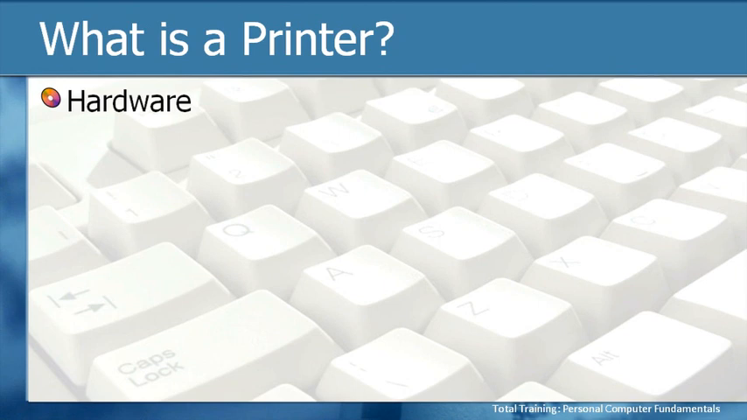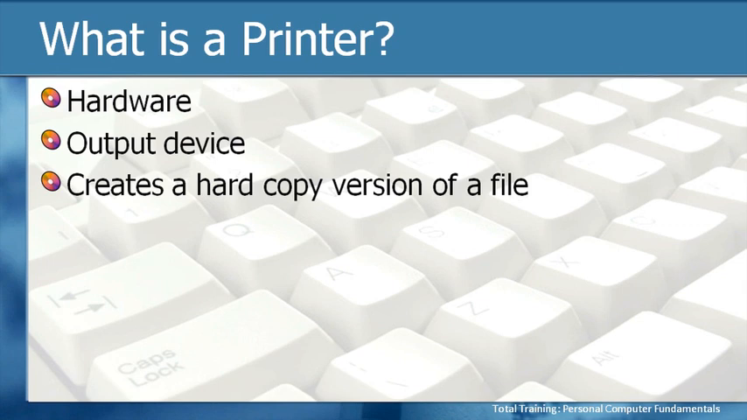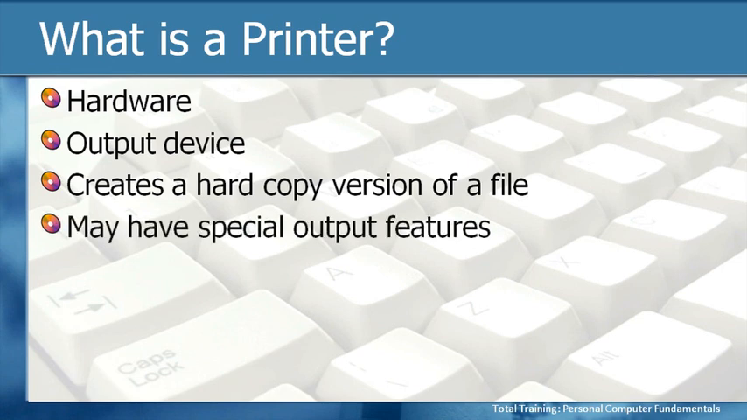Well, going back to our basic concepts, a printer, of course, is a piece of hardware, and it's also an output device. It's how we get information out of the computer into a hard copy that we can have. Now, a hard copy simply means it's printed on usually paper. There's all kinds of different paper stock, and we're not going to get into that now. But creating a hard copy version of a file is something that people still want to do a lot of. Each printer, again, can be very different, including having special output features.